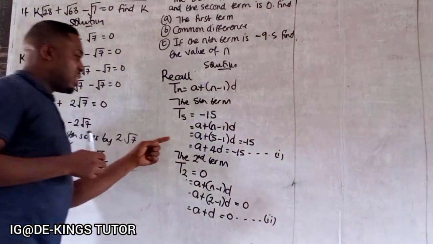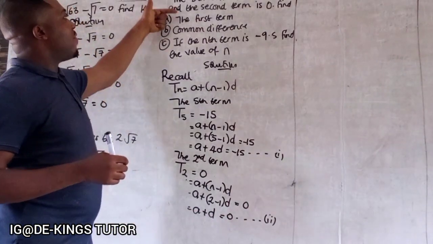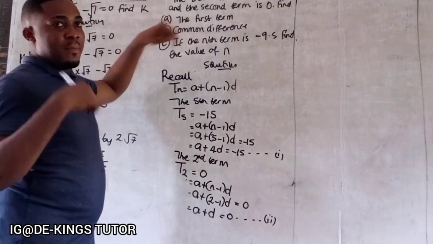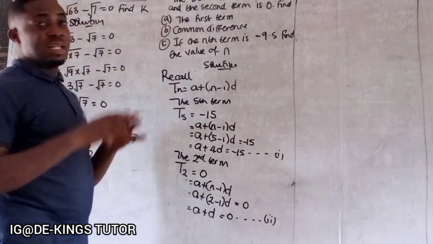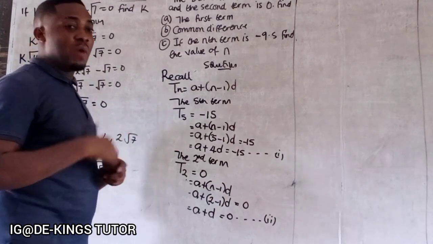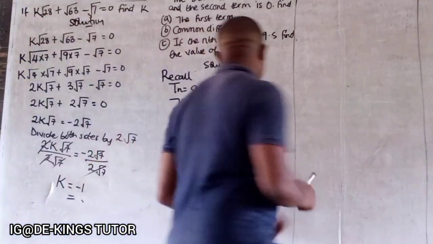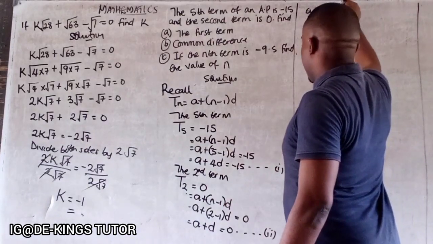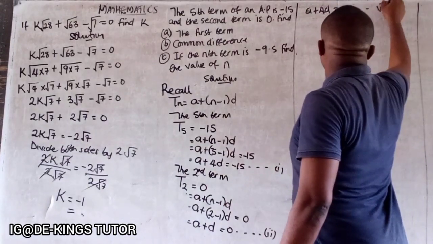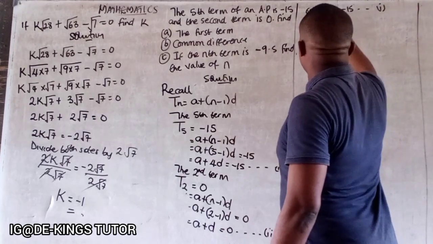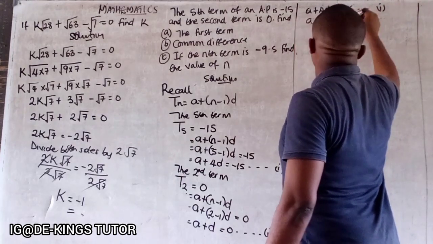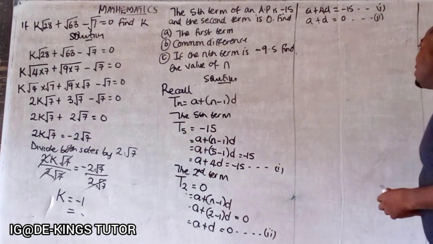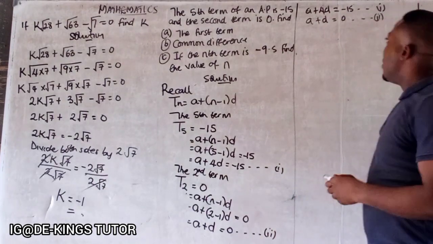So we can now find the first term and the common difference from the two statements. Take notes: many times when they give questions like this, it leads to simultaneous equations, as I said before while we were treating this topic. So we have a plus 4d equals minus 15 as equation 1, then a plus d equals 0 as equation 2, and we solve simultaneously.